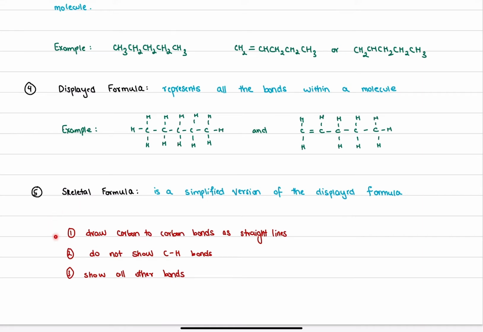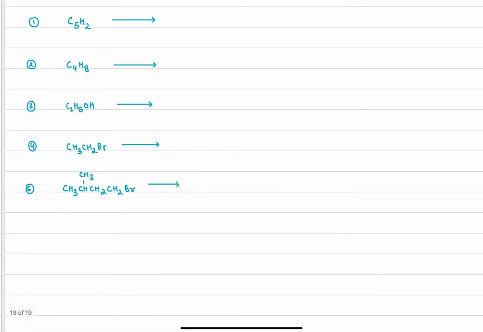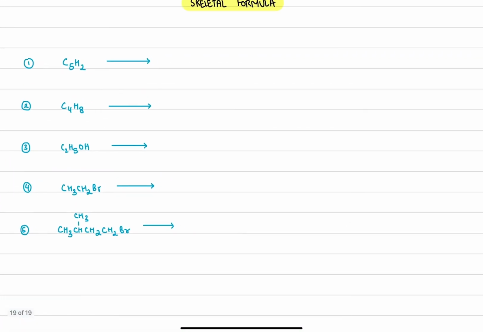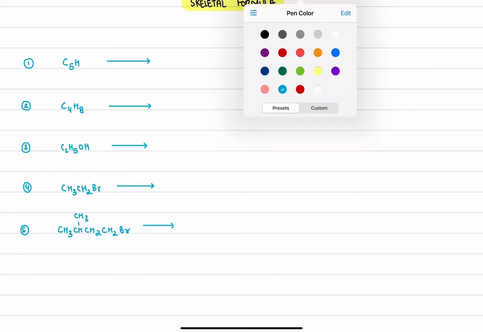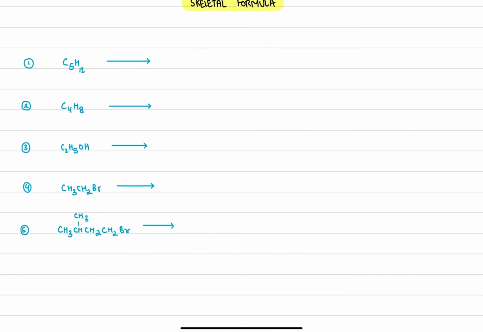However, this does bring with it some new rules that you need to keep in mind. So the first rule to keep in mind is that you will draw all the carbon-carbon bonds as straight lines, and you will not show any CH bonds, and you will show all other bonds which are not CH bonds. So this might look intimidating, but let's do some examples and hopefully it will get more clear. So let's start off with this first molecule. This was supposed to be pentane. Now, how do we draw out pentane? So just for your ease, I will first make its displayed formula, all right, and then make its skeletal formula to make it more clear.